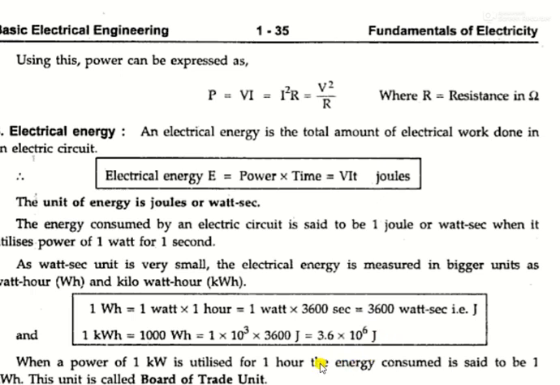When a power of 1 kilowatt is utilized for 1 hour, the energy consumed is said to be 1 kilowatt hour. This unit is called the board of trade unit.